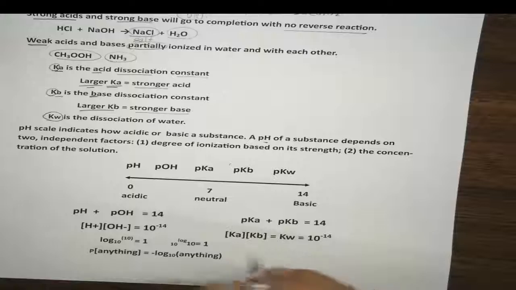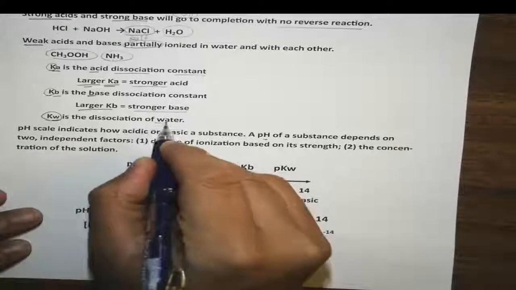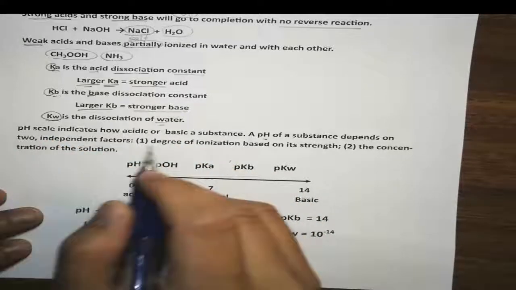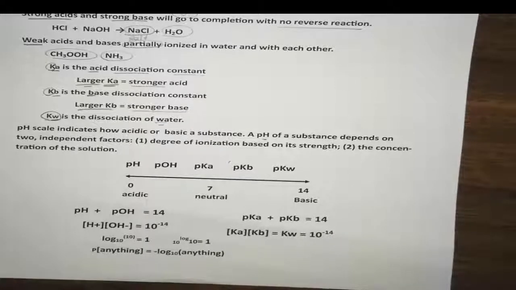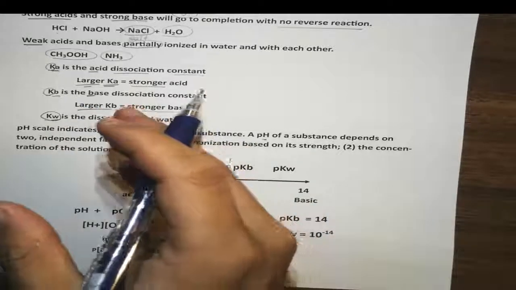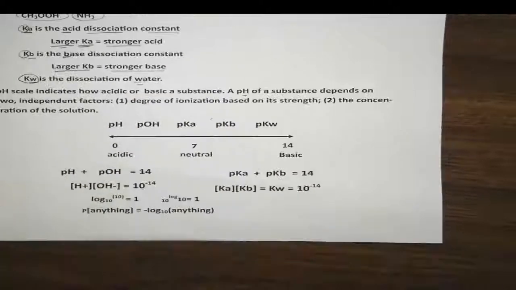Basically, KW, well, think about it. What does W represent? Of course, it's going to represent water. So KW represents the dissociation of water. How does water become ions? Remember, water can be a base and an acid, so it can actually ionize itself into ions. So keep that in mind, and we'll talk more about this later.